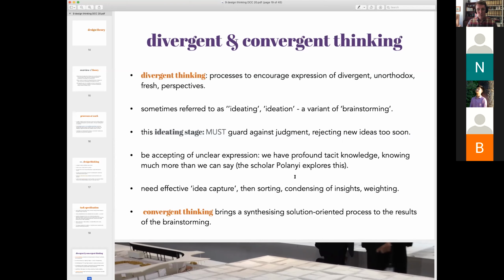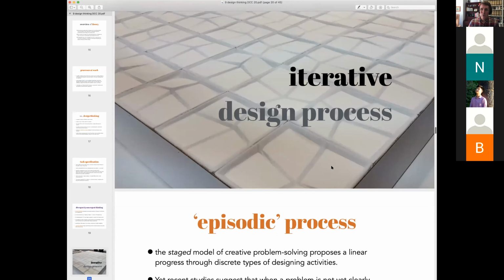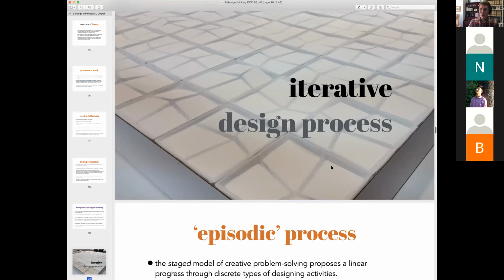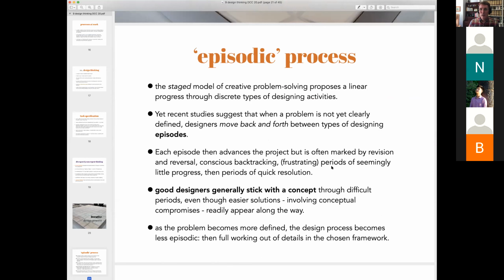So you have brainstorming out there, then you go to convergent thinking. Divergent, and then you're convergent. You synthesize, in a solution-oriented process. And you can see through the material from the D School on that. The iterative design process just simply emphasizes, as I say here, that it's episodic, okay? And I'm not going to go through this. Researchers have shown that designers tend to move backwards and forwards in the process, between more divergent thinking and then more convergent.